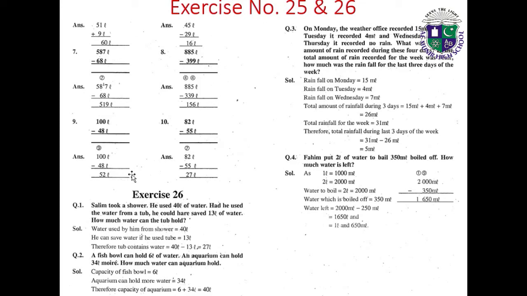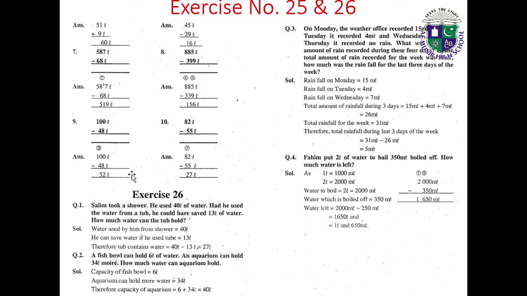Question number 9. 100 liter minus 48. When we subtract 48 from 100 liter, we get the answer 52 liters. And the next question, question number 10. 82 liter minus 55 liter. Carry 12, 12 minus 5 equals 7, then 7 minus 5 equals 2. When we subtract 55 from 82, we get the answer 27 liter.